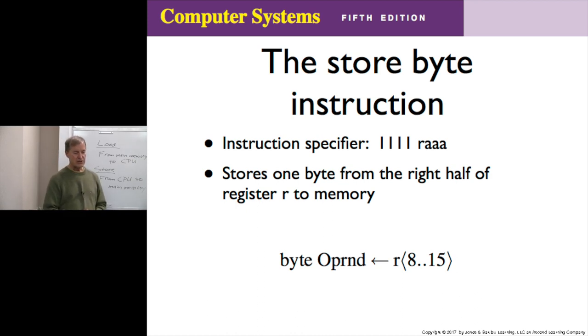Okay. So here we go. 1111 is the opcode, then the register R field, and the addressing AAA field. It stores one byte. Now, what does it do? Stores one byte from where to where? Right. From the right half of the register to memory. And remember, memory is byte addressable, so it's not like the second one over.